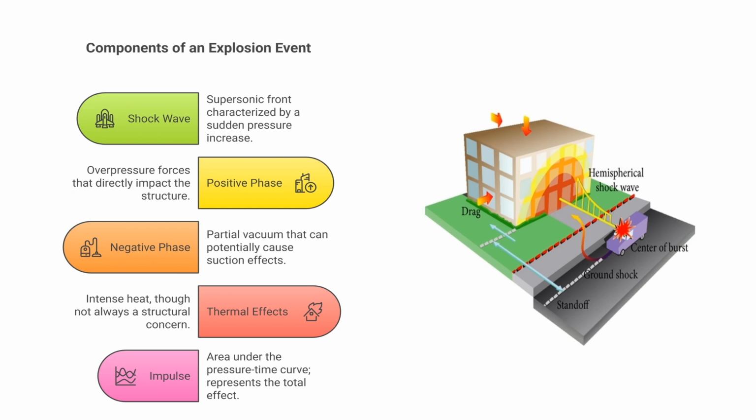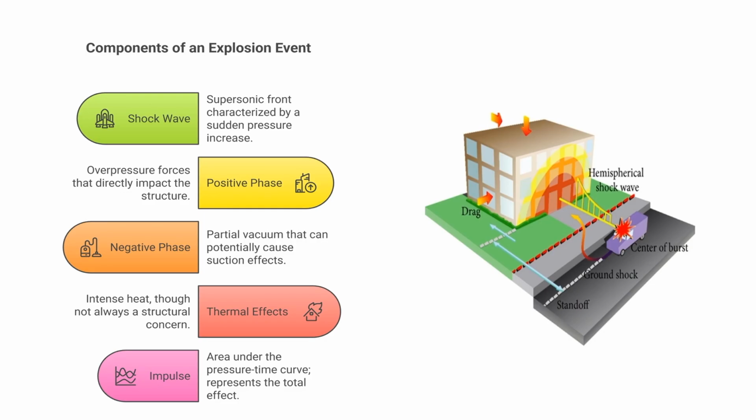Then there is something called the positive phase. The positive phase is the maximum magnitude of the pressure that happens when the pressure increases very rapidly. After the positive phase comes the negative phase. The negative phase is nothing but, after the sudden increase of pressure, the surrounding air comes rushing in and fills the gap that is left by the positive phase. So that creates a partial vacuum and a suction effect. That phenomenon we call the negative phase duration.